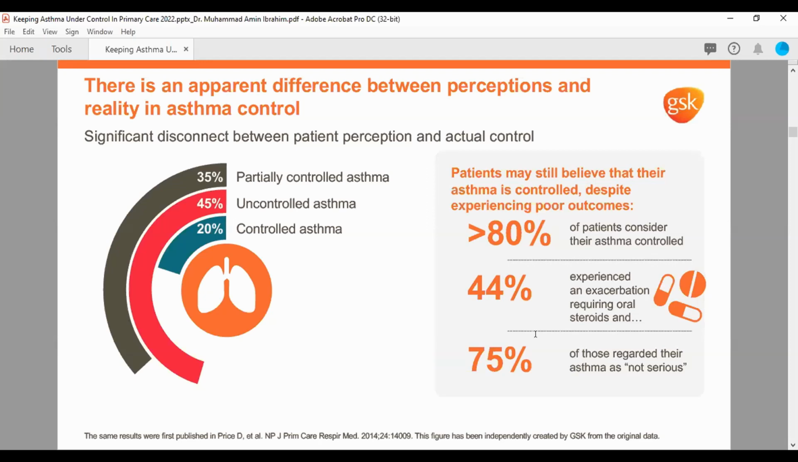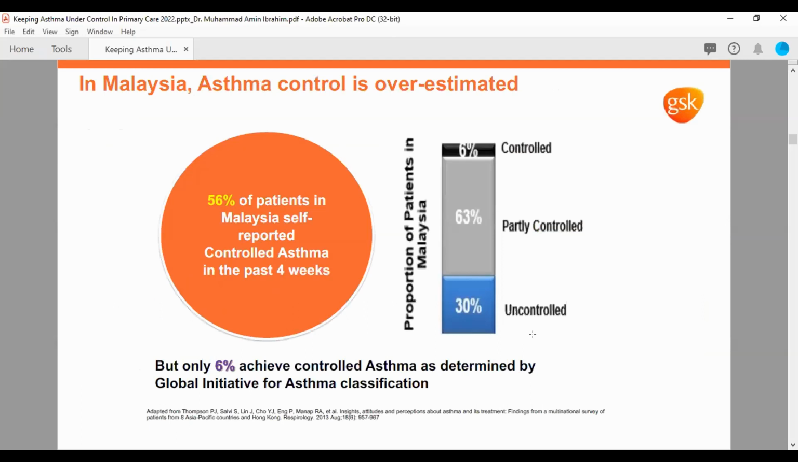75% of them regard the asthma as not serious. So there is a mismatch between the perceived asthma control and the objective asthma control. How about in our local population? So this study by Thompson et al., published in year 2013. In our local setting, about 400 patients by Prof. Roslina were recruited in this study.